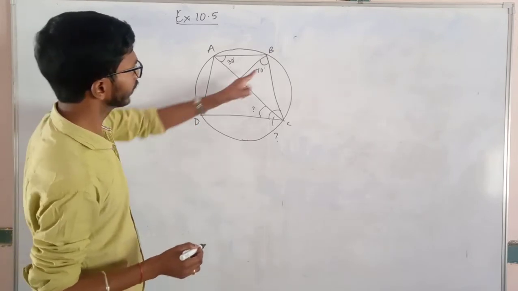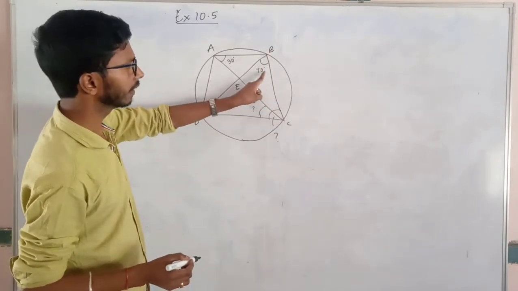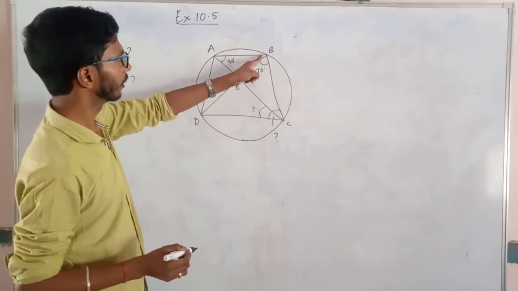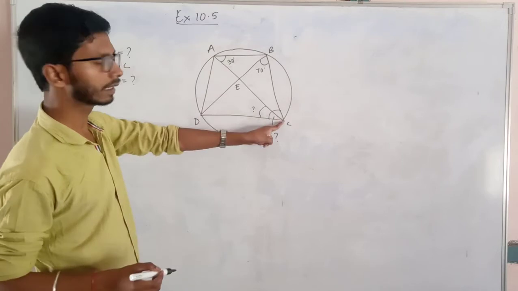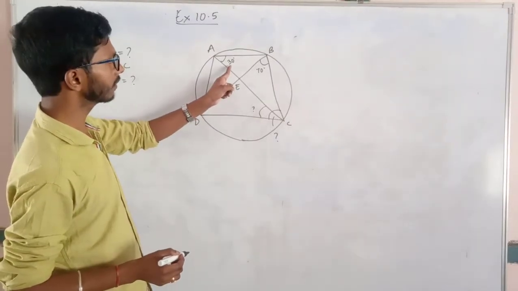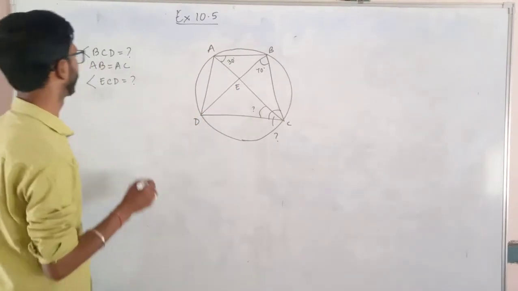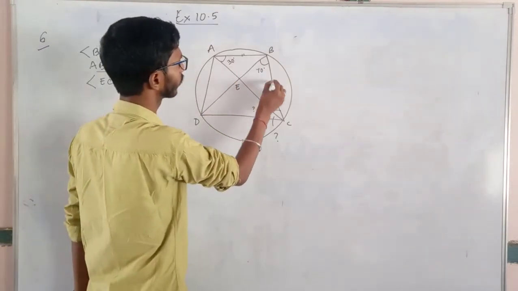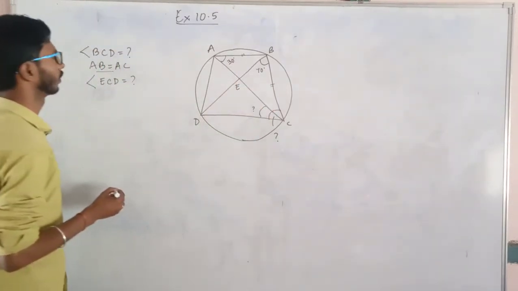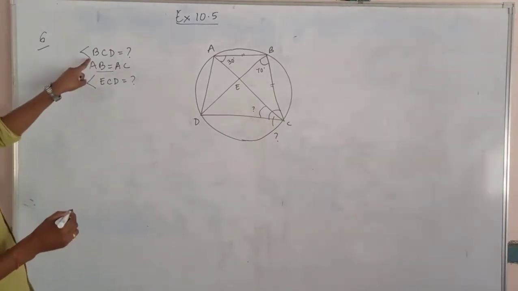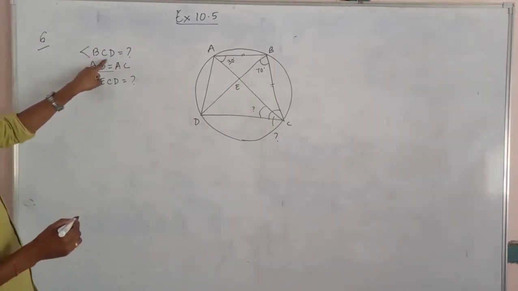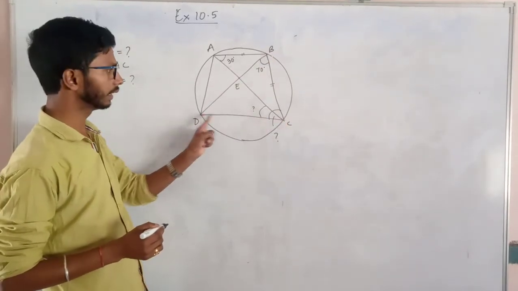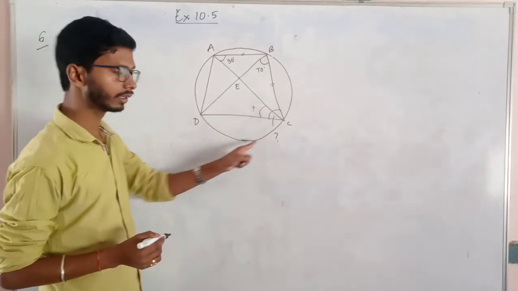Angle DBC is given to us as 70. Angle BAC is given to us as 30. Also AB is equal to AC. These two are also equal. It is given to us. We have to find the measure of angle BCD.